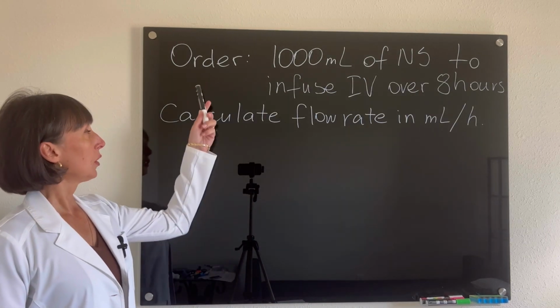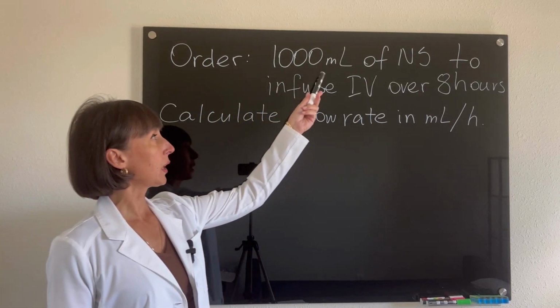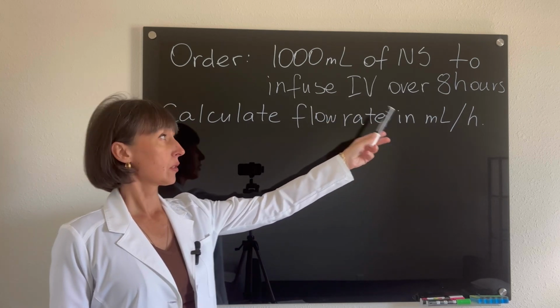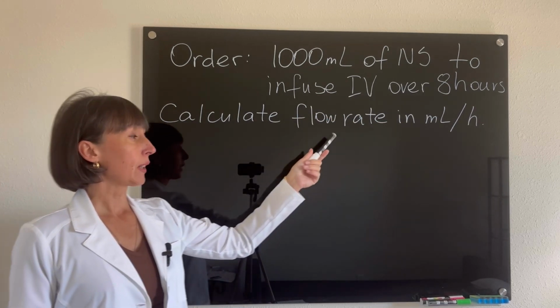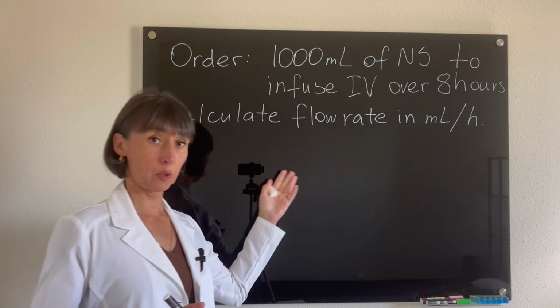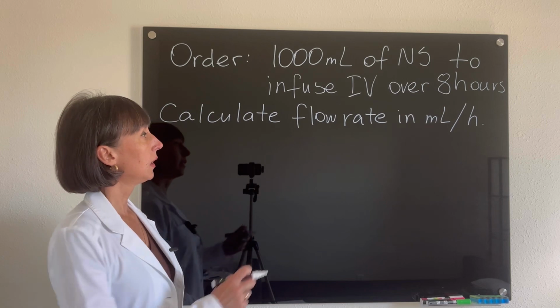In this problem, the order is to infuse 1000 milliliters of normal saline over 8 hours. Calculate the flow rate in milliliters per hour. So let's set it up just like we always do using the DKP method.